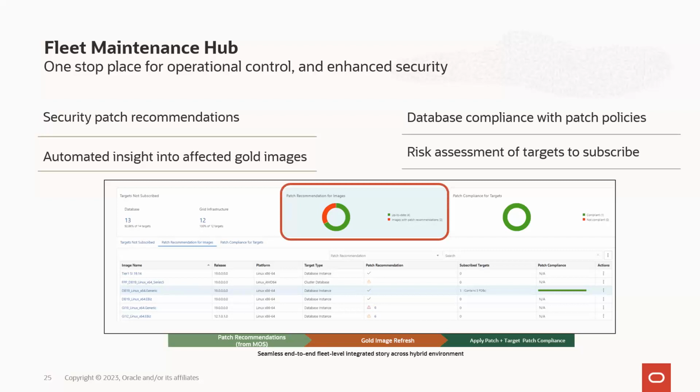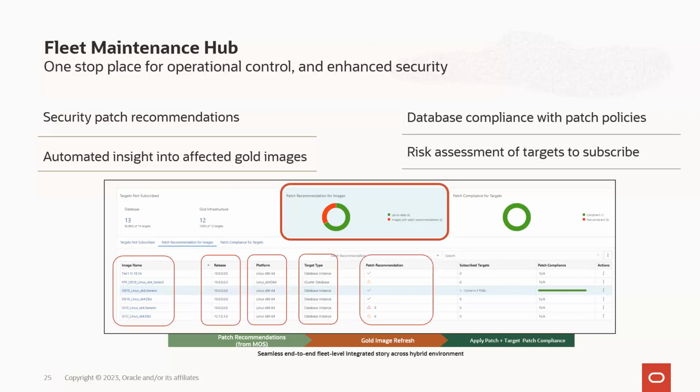Solution 1 is focused on the middle dashlet in the screenshot, which we call patch recommendations for images. As and when Oracle publishes quarterly CPU with either online or offline MOS connectivity, this brand new hub will automatically give you insight into affected gold images. If you have 6 different gold images, each catering to different database versions or target type or platform type, this dashboard will show you the precise list of patch recommendations for each image.